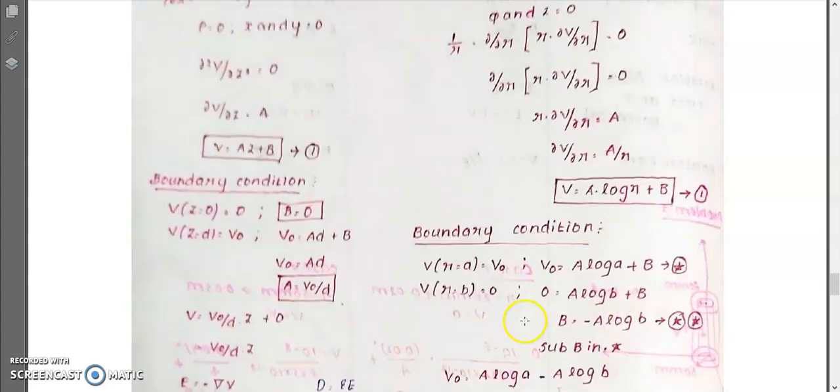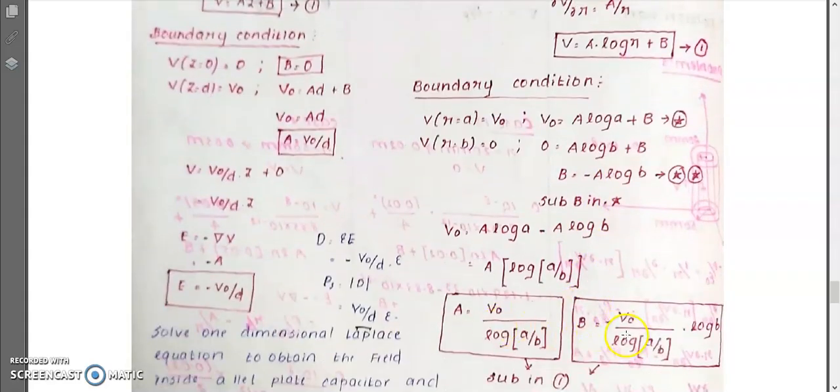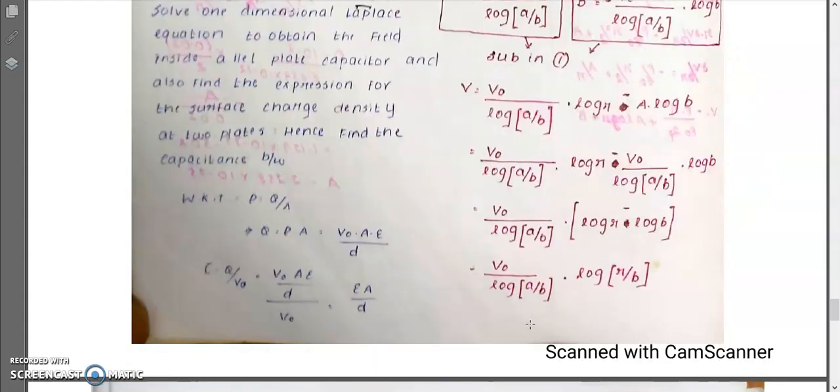The boundary conditions we already know. The voltage is equal to V0 at r equal to A, and the voltage is 0 at r equal to B. So V0 is equal to A log A plus B. By substituting into the equations, finally we can easily find the constants A and B. By substituting these into equation 1, we can find the voltage. This is the unknown voltage inside the cylindrical coordinate system: V0 divided by log A by B, times log r by B. Here r is the radius, and A and B are the known terms.